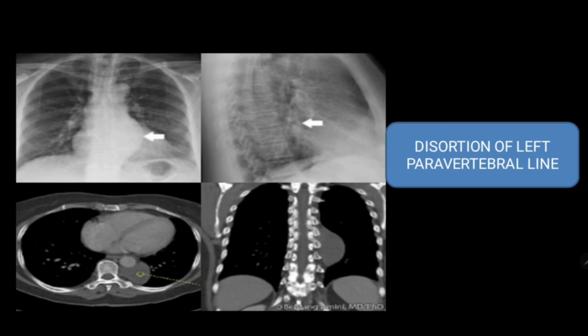Another thing in posterior mediastinal mass is distortion of the left paravertebral line. So we can see this is the right paravertebral line, it's clearly seen, but the left is distorted by a lesion here, and it is confirmed by CT, which shows a left paravertebral mass. It's a posterior mediastinal mass.